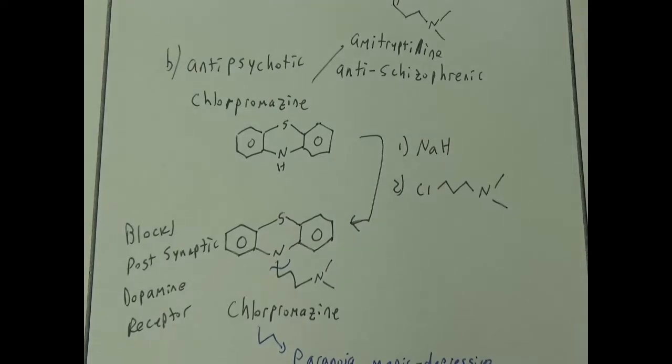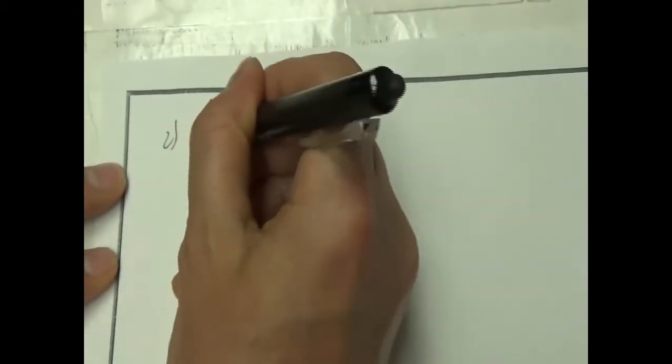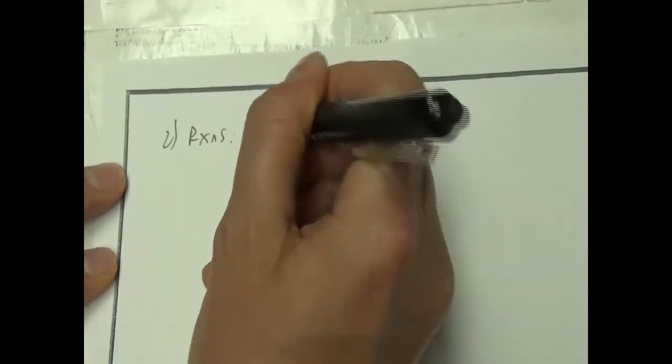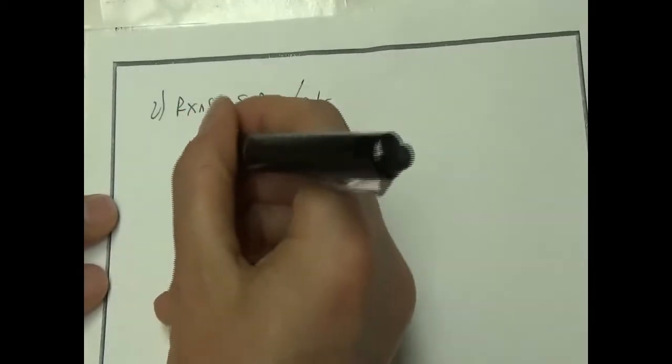Okay, alright, so now off to a completely different class of molecules that we can make using kind of simple SN2 chemistry. So we're still on reactions like SN2, etc. We're going to talk now about antifungal drugs.